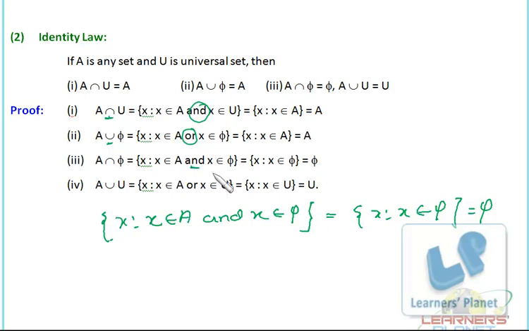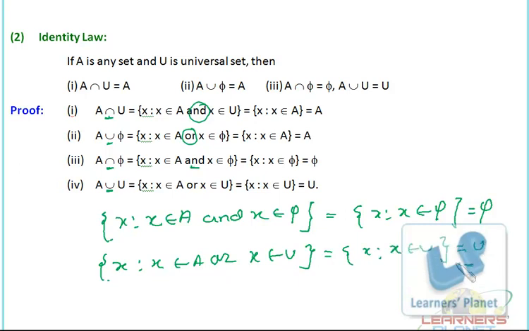Here it is AND, since it is the intersection sign, so we are using AND. Similarly, A union U. So X such that X belongs to A, and for union we'll use OR, X belongs to U. So X belongs to A or X belongs to U, that means X obviously belongs to U, that means it is actually U, because between A and U, U is the superset.